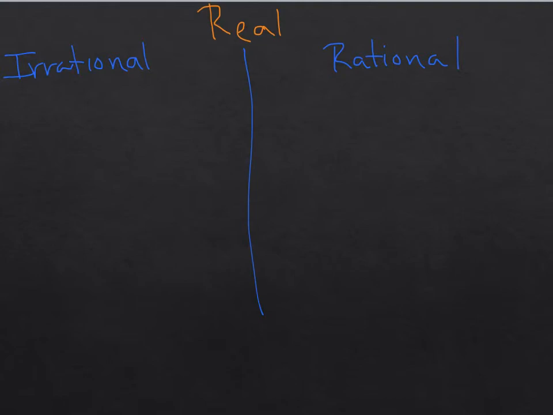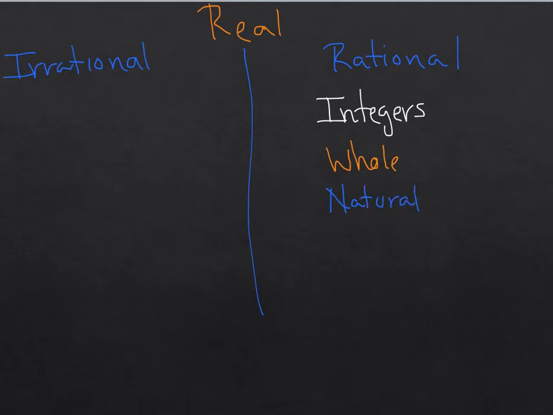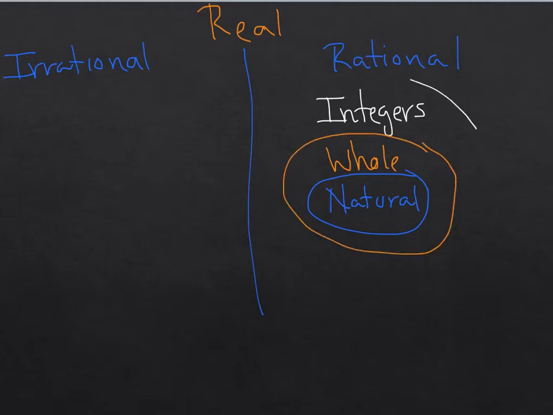Inside rational numbers, we have integers. Inside integers, we have whole numbers. And inside whole numbers, we have natural numbers. So you can see that natural numbers are right here. Inside integers, you have whole numbers and natural numbers. Inside rational numbers, you can then go down the line here. So you can see how we can fit everything in.